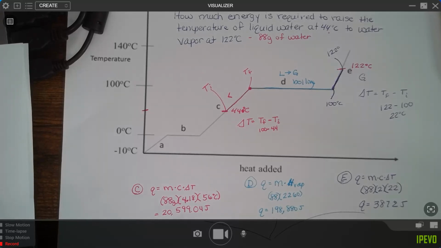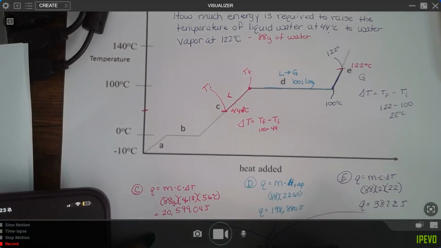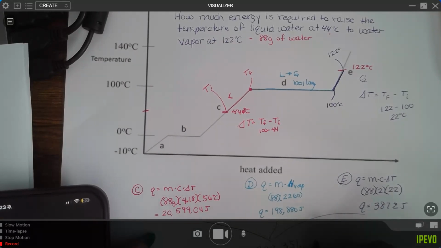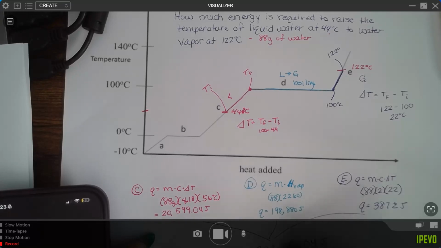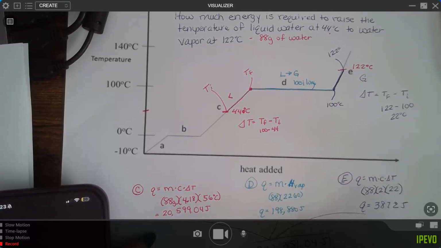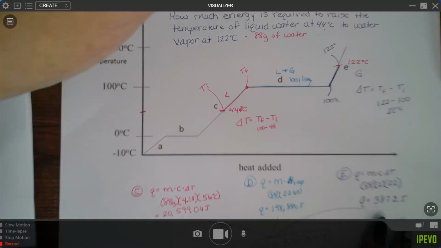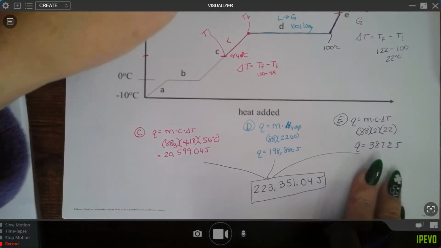Now, to get my total energy, I'm going to add those three together. 20,599.04 plus 198,880 plus 3,872 equals 223,351.04. Our units are going to be joules. So there's my final energy.